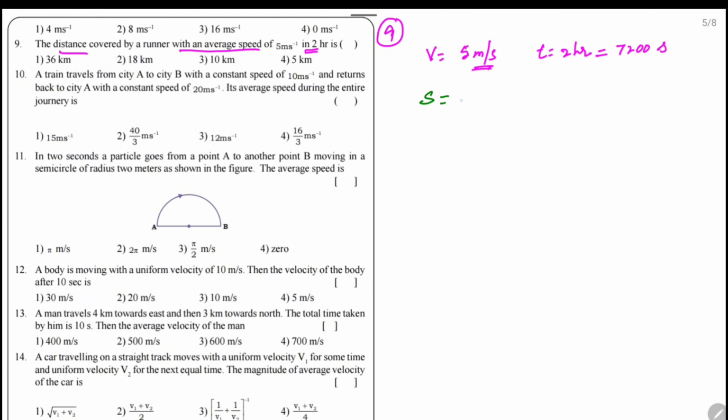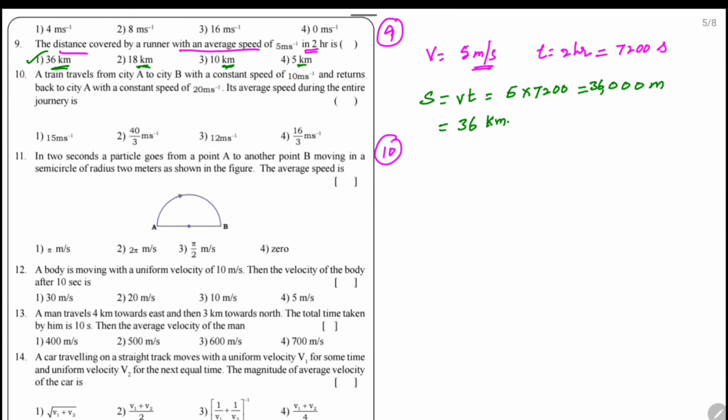Therefore distance covered is speed into time, which is equal to 5 times 7200, clear, which is equal to 36,000 meters. So let's write this value in kilometers, since the options are given in kilometers. So 36,000 meters is 36 kilometers, simple. So the option is 1, my dear. Now coming to question number 10.